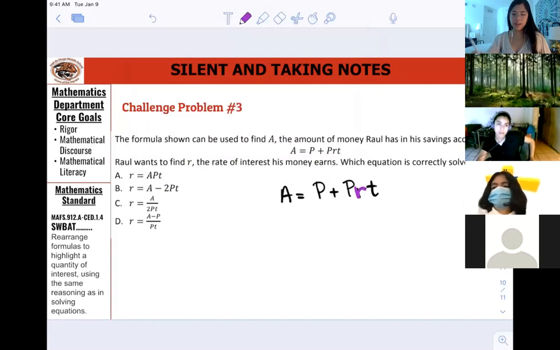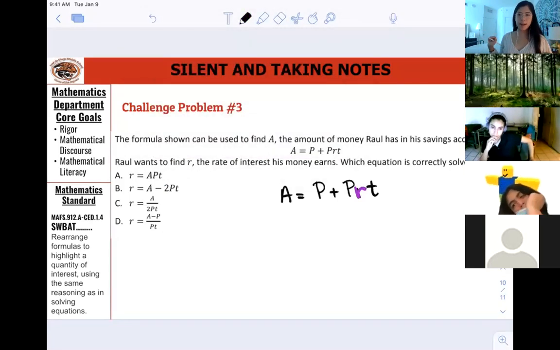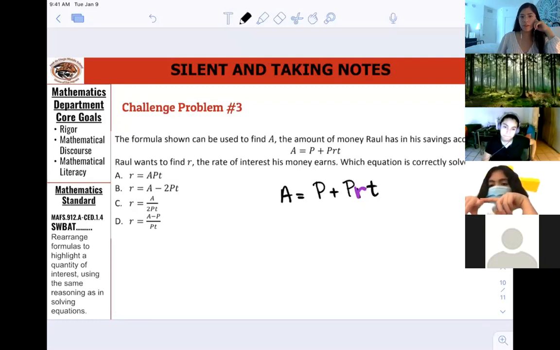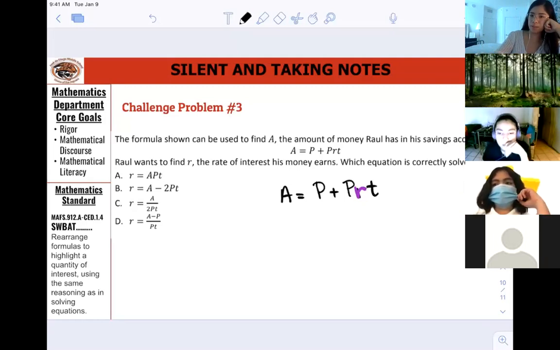And who would like to volunteer? Let's see if we can do this all. I want to hear what you guys have to say. I'm not going to say anything. You guys tell me what to do first. Can you combine like terms? Good question. So which like terms do we see? We see a P and then we see PRT, right? So maybe there could be a way to combine the like terms.